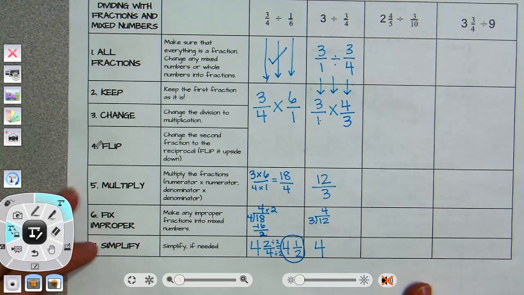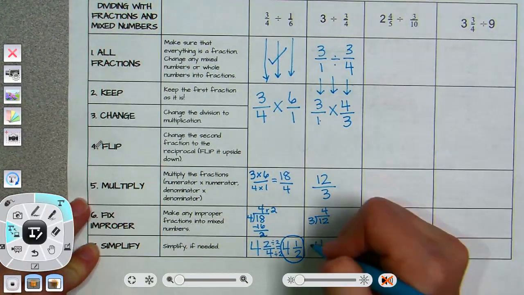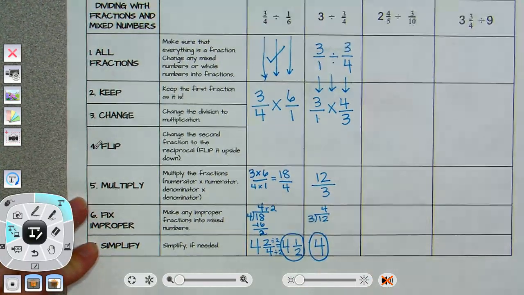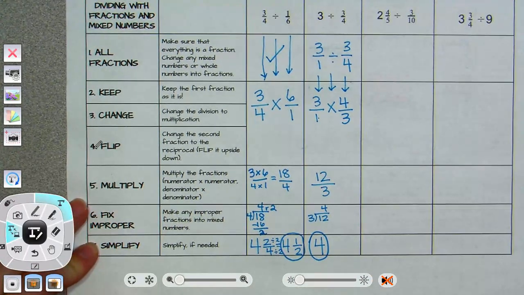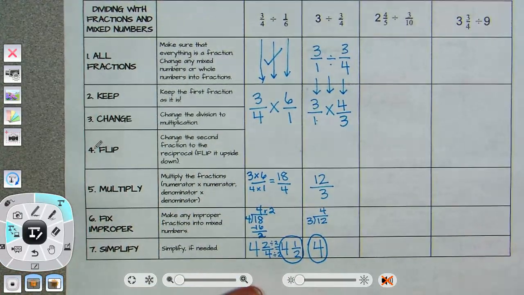No leftovers. Now, it says to simplify, but I noticed that there's no other way to write the number 4. So since it's a whole number and there's not even a fraction with it, my final answer stays as a 4.